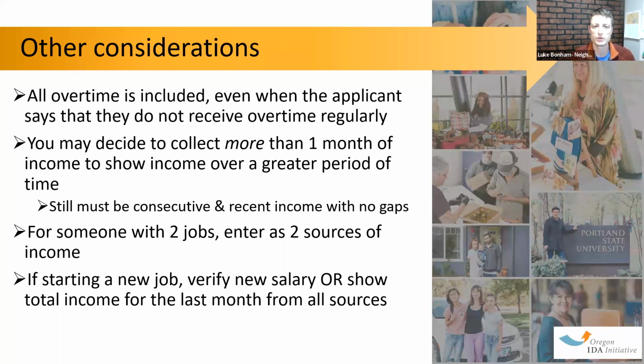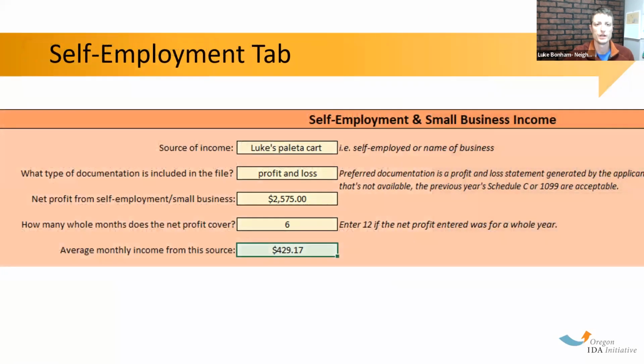If someone was employed in 2 distinct jobs during the last month, both should be included as separate sources of income. If someone stopped one job and started a new job, you can document only the new income if you're able to verify the anticipated income or salary with the new employer, or you can show total income from the last month for both the old job and the new job, recording it as 2 sources of income and entering $0 for the time periods that no income was earned from that source. In the end, remember that you're trying to calculate what their current consistent monthly income is at the time of application. Now on to self-employment and small business income.